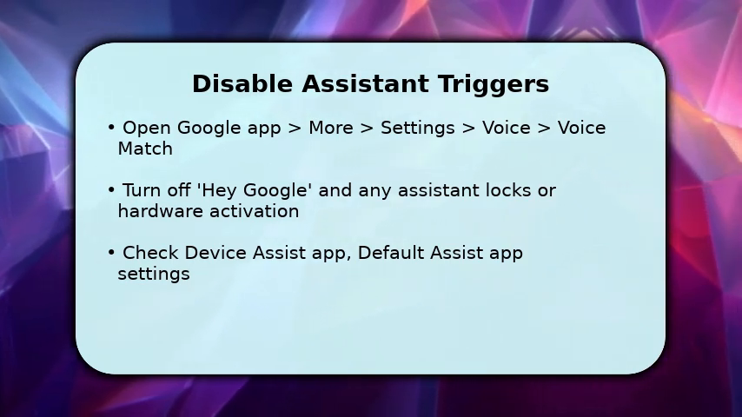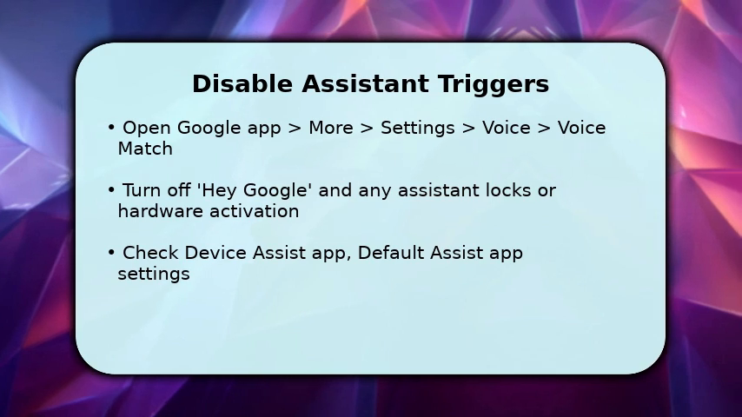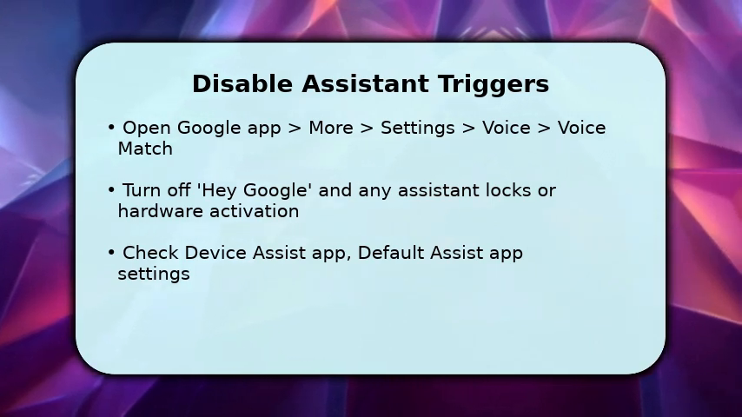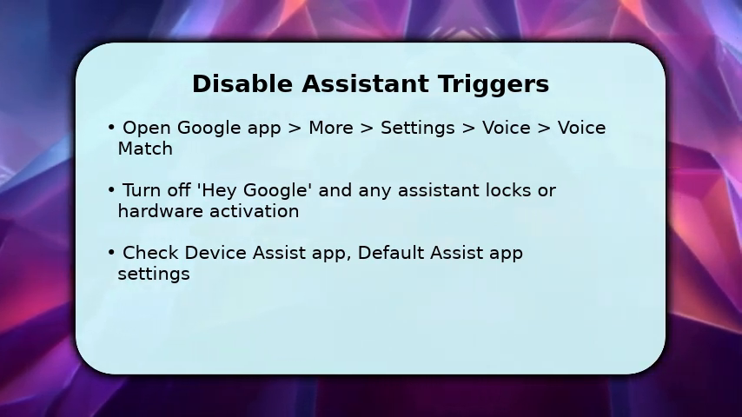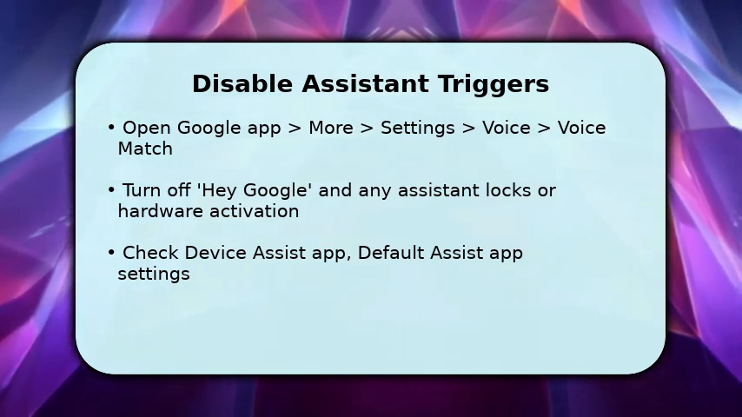Also inspect hardware activation. Disable Squeeze gestures, Power Key Assistant Hold, or accessibility shortcuts that launch Assistant. Make sure to save or confirm changes. These steps stop most accidental activations.